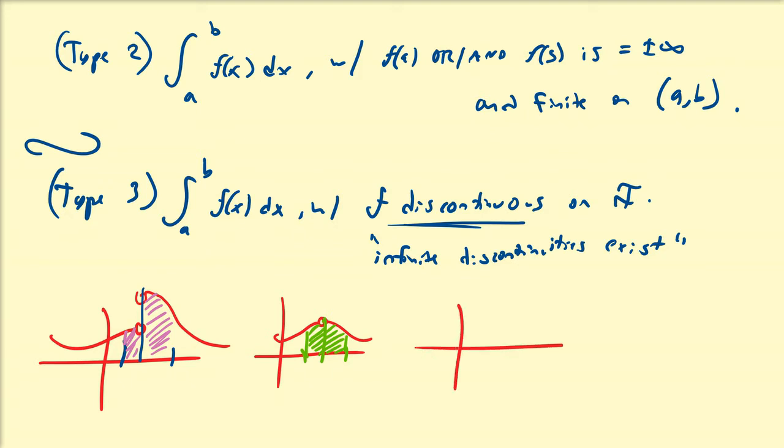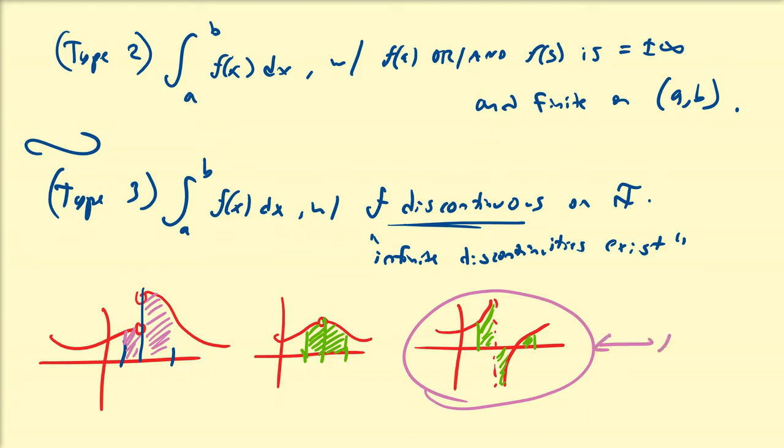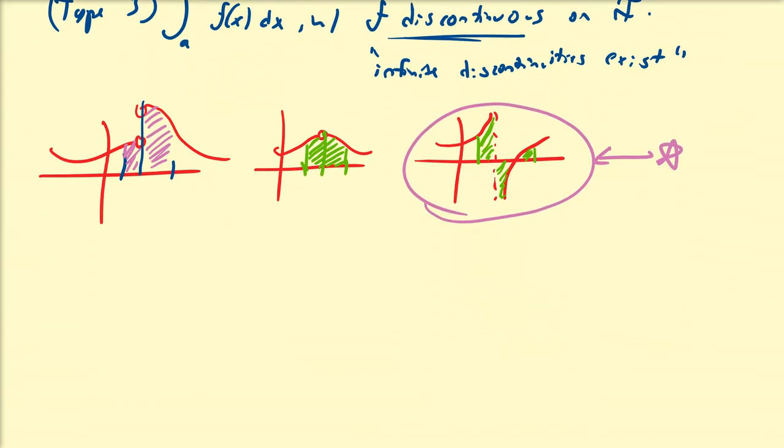But the issues typically occur when you have an infinite discontinuity. So let us assume we want to integrate over, say, this region. So namely, what is this area plus that area equal to? And this is what type 3 primarily focuses on. All right, so let us look at the discontinuity cases in a little bit more detail.